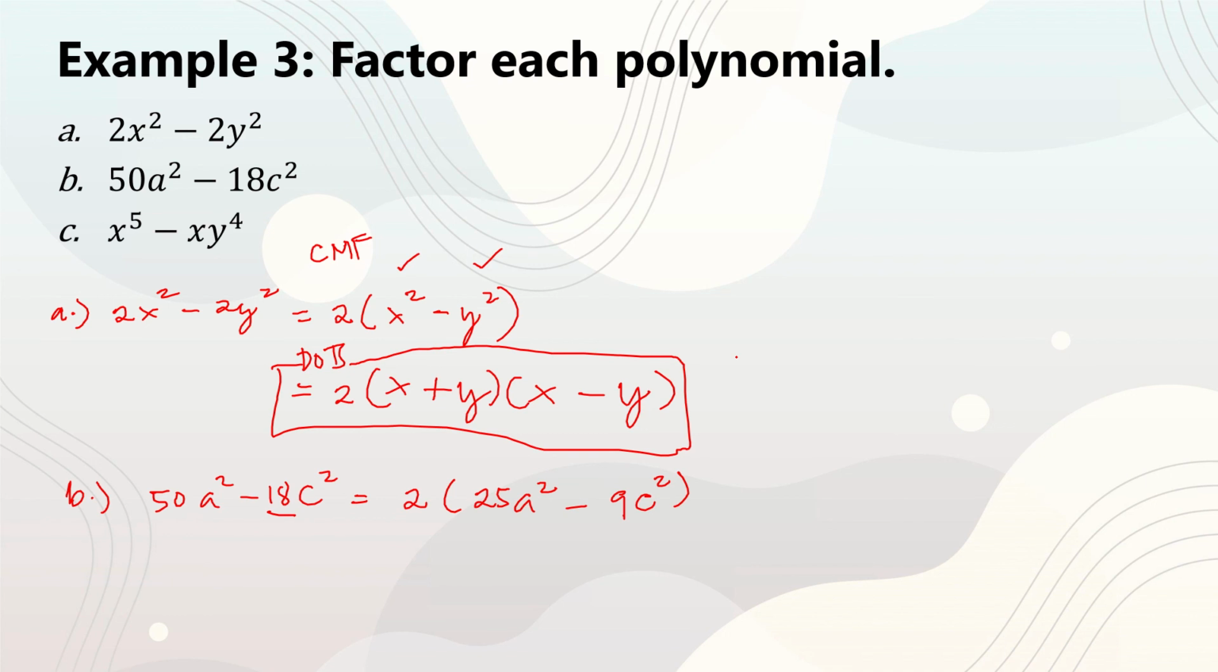Now, maka-factor out pa ba natin yung nasa loob? 25a squared minus 9c squared? Okay, the answer is yes, pwede pa. So, bakit pwede pa? Kasi, there are 2 terms left. Minus, is 25a squared a perfect square? Yes. Is 9c squared a perfect square? Yes din.